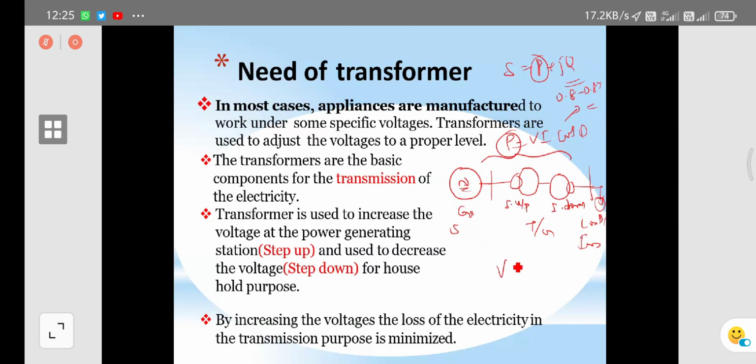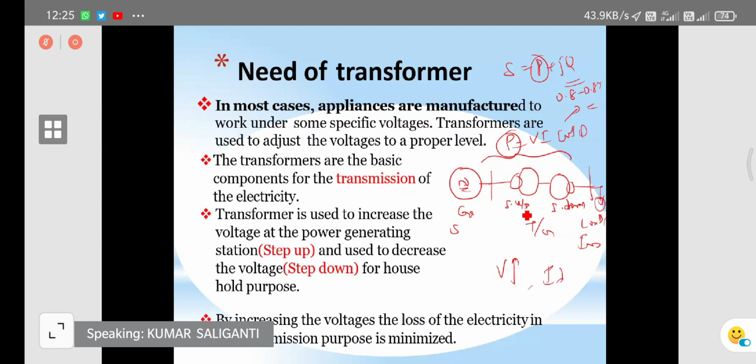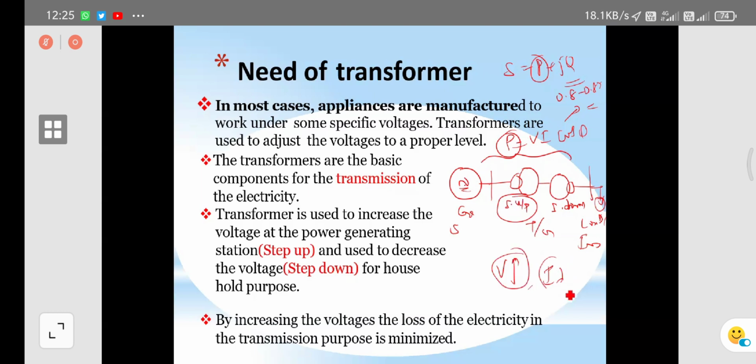Suppose the voltage is more, then the current is less. When we use the step up transformer, the voltage level will be more, and at that instant the current is less. Similarly here, the voltage level will be less and the current level will be more, because of the step down transformer. So transformers are the basic components for the transmission of electricity.